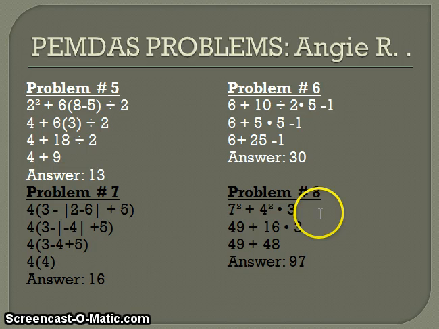For problem number 8, I have 7 squared plus 4 squared times 3. I'm going to do my exponents first, so 7 squared is 49, plus 4 squared is 16, times 3. 16 times 3 is 48, so I get 49 plus 48 is 97.